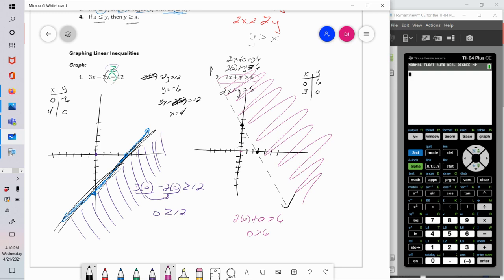In other words, if I pick a point over here, let's say I pick this point, 4, 4. That's the point 4, 4. 2 times 4 plus 4, that is greater than 6. 2 times 4 is 8, plus 4 is 12. 12 would be greater than 6. Any point I pick on this side will make this statement, 2x plus y is greater than 6, true. Any point I pick down here below the line will make this statement untrue. Okay, so hopefully that makes a difference with the shading there.